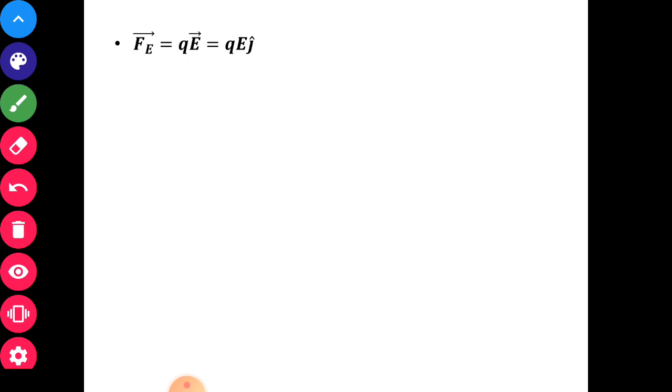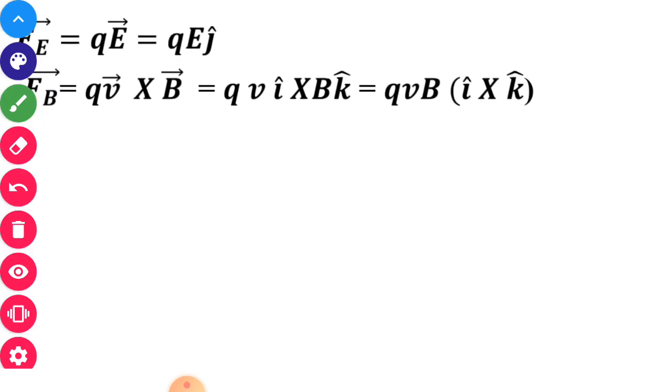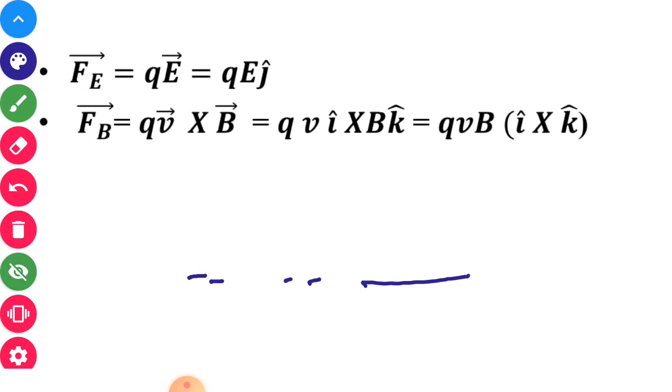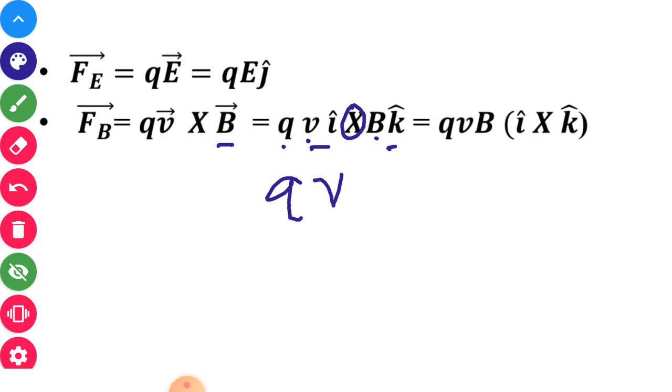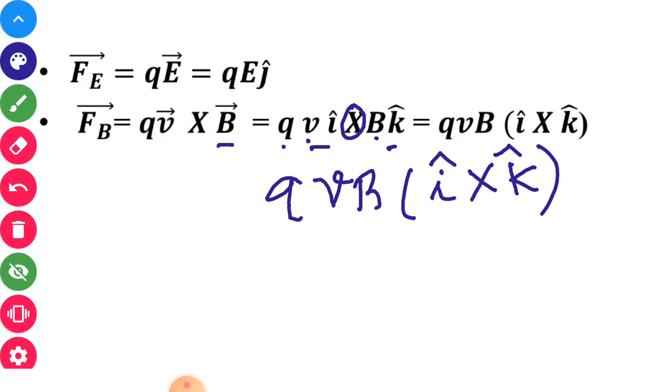So force due to electric field is QE, that is QE j cap. Then force due to magnetic field is Q V cross B, that I explained. V is multiplied by i cap, and B is multiplied by k cap. This is a cross product, try to understand. So Q, V and B are the magnitudes, so they are taken separately. Now the unit vectors are multiplied, so i cap cross k cap. So i cross k is nothing but, I explained you, minus j cap.